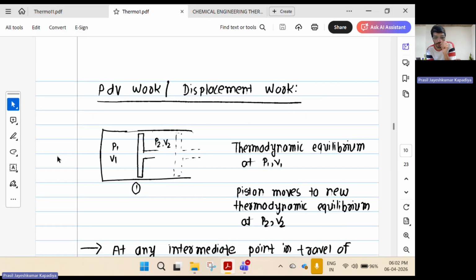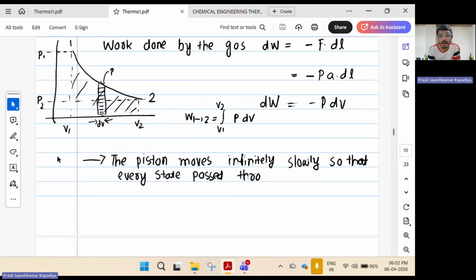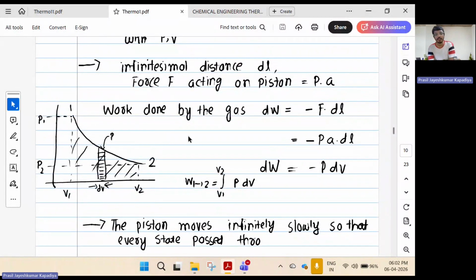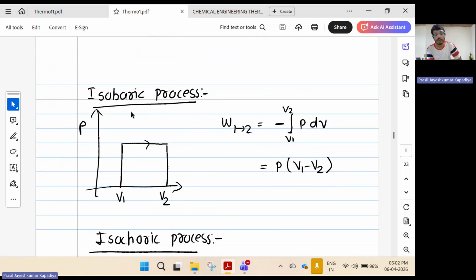So we know that work done W. When work is done by the system, we take it as dW is equal to minus PdV, correct? So in case of isobaric process, meaning pressure is remaining constant, volume is changing from V1 to V2, but pressure is remaining constant.